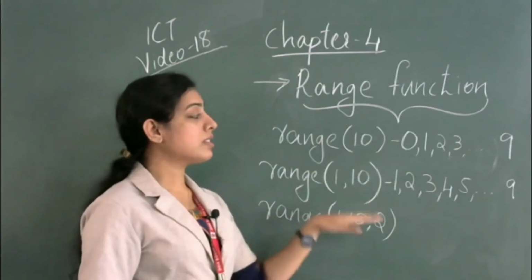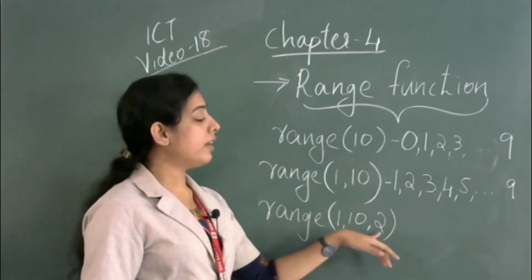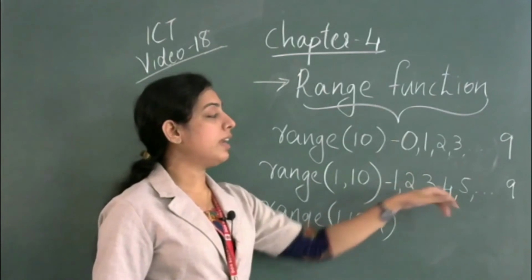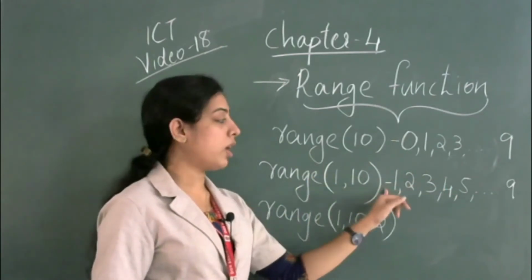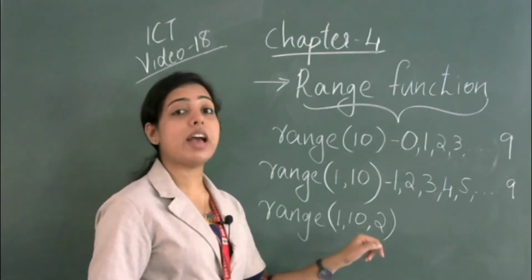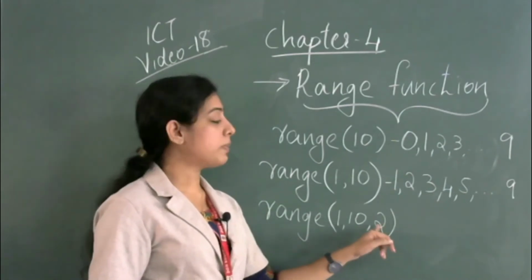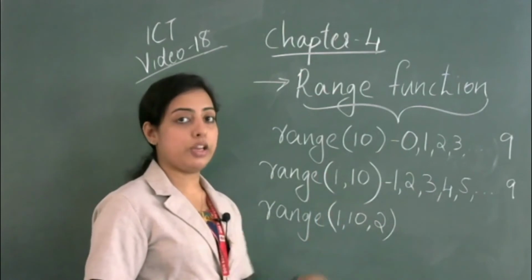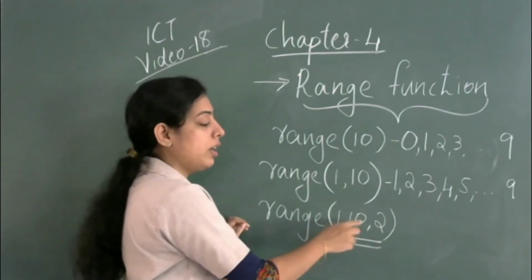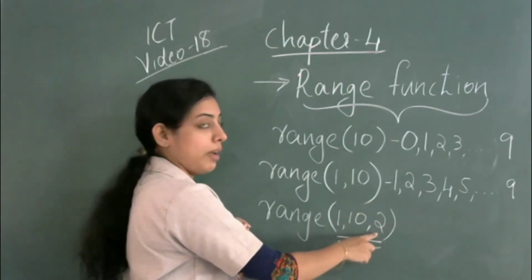But in the previous categories, we didn't specify this increment value. That's why it automatically takes 1 as the increment: 1, 2, 3, like that. But here we have specified the increment value as 2. It must be given as the third value. Okay, this is the order. You must study the order: start value, less than condition, increment value.